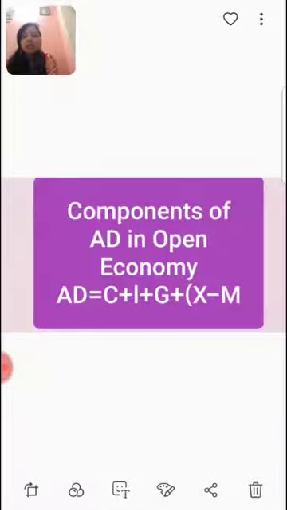And the next is components of AD in open economy. AD equals C plus I plus G plus net exports. It means there is a close relation with the rest of the world. We have completed this in the last video.